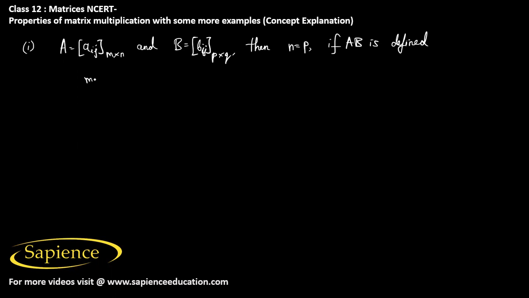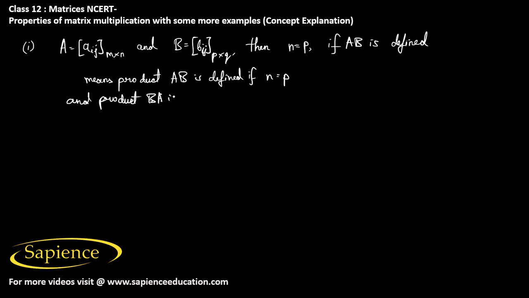It means that the product AB is defined if N, which is the number of columns in A, is equal to P, which is the number of rows in matrix B. And the product BA is defined if the number of columns in B, which is Q, is equal to the number of rows in A. It means it should be M.